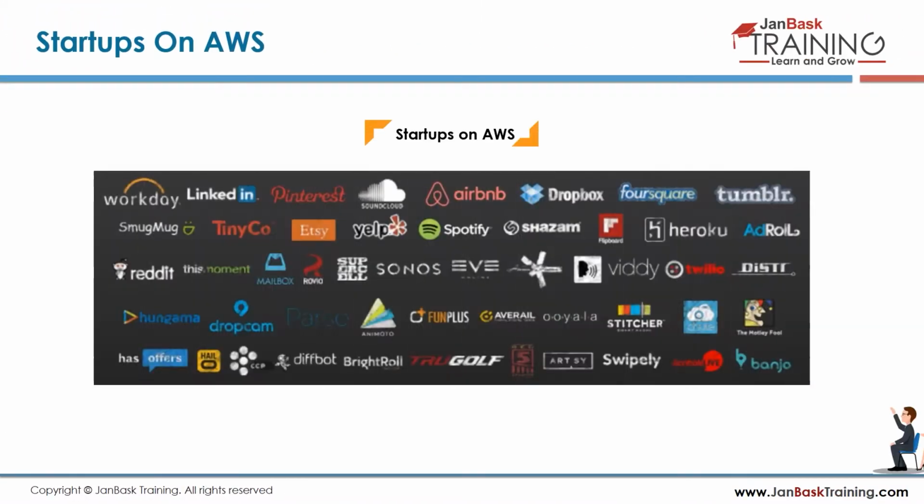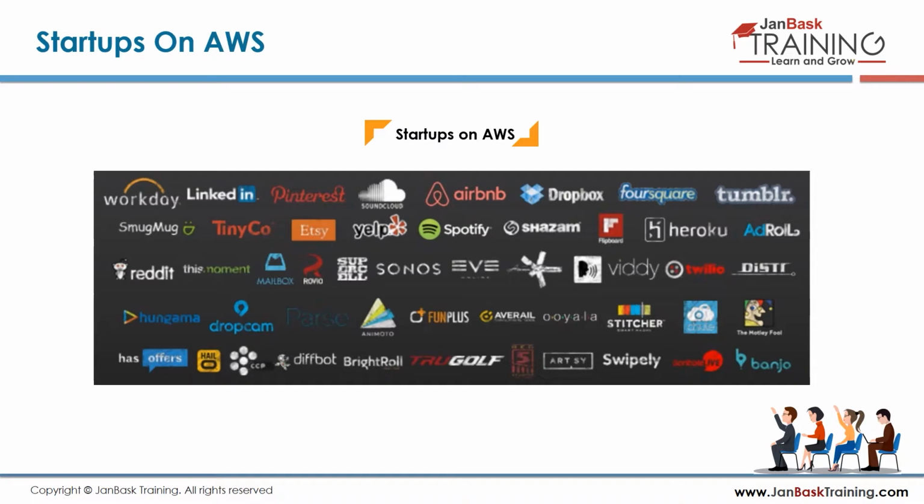These are all the companies, just the startups or companies that are on AWS. So look at it: Workday, LinkedIn, Pinterest, Airbnb, SoundCloud, Dropbox, Tumblr. Each of these services has more than 500 million users. Each of these services, the top shelf, has 500 million users. You have Shazam, you have Spotify, Etsy, TinyCo, Reddit.